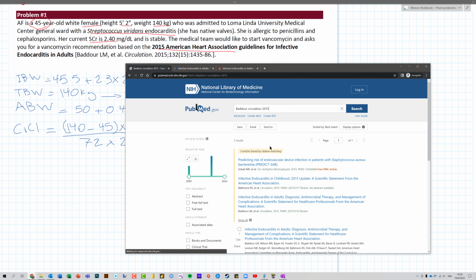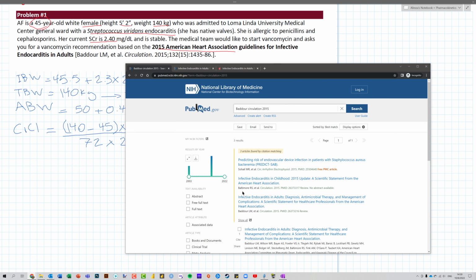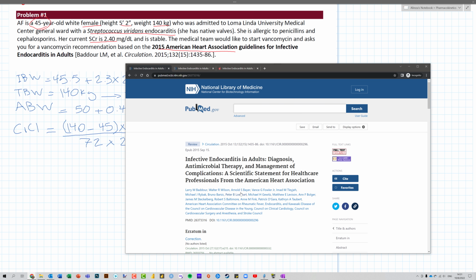So if you just search here, you will see that there are 3 top results. Of course, there are more results down there, but you will see that the third entry is the author's name and the journal name, and this is the guideline that you are looking for. If you click this, it will take you to the page for the guideline, and then you can click on the journal's link to go to the journal.